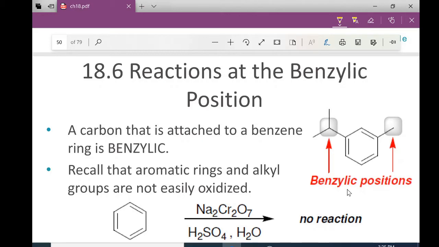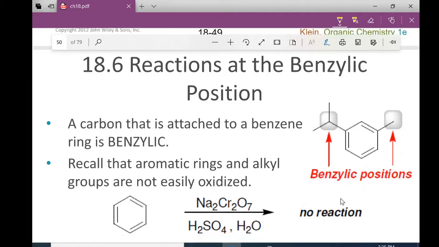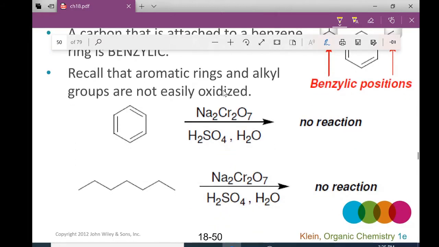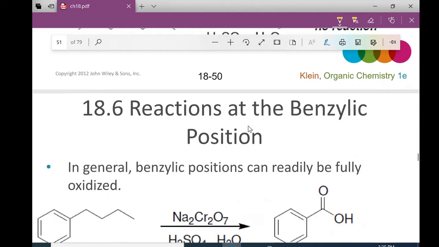We're going to see how we can do some reactions on them in the next chapter, but the benzylic position is particularly reactive, just like allylic positions are, but even more so than allylic, because being next to a benzene ring provides particular stability. Okay? So aromatic rings and alkyl groups are not easily oxidized, like with sodium dichromate or the Jones reagent.